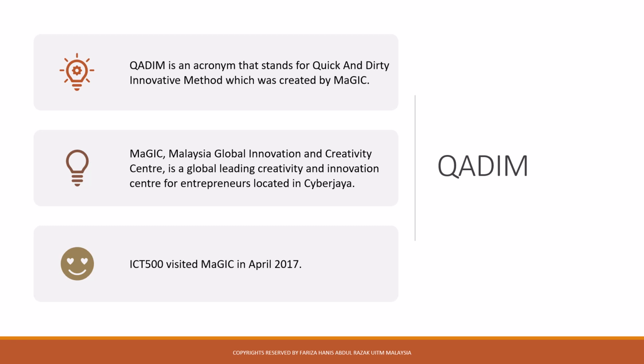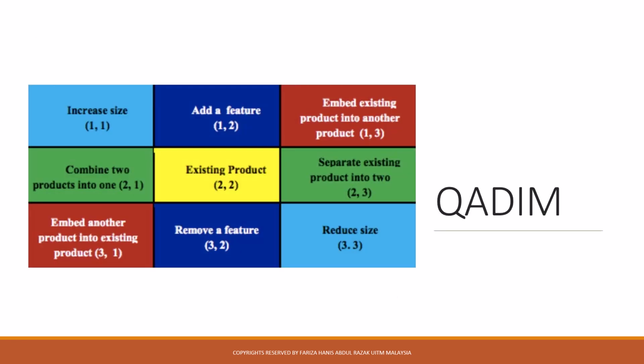So how will the tool look? Here is the tool. We have several cells over here, 9 cells with 3 rows and 3 columns. Okay, we have a rectangle over here. So we have 9 cells. Start with increase size, add features, embed existing product into another product, combine two products into one, existing product, split existing product into two, embed another product into existing product, remove a feature, reduce the size.